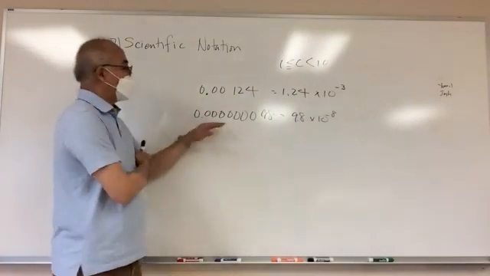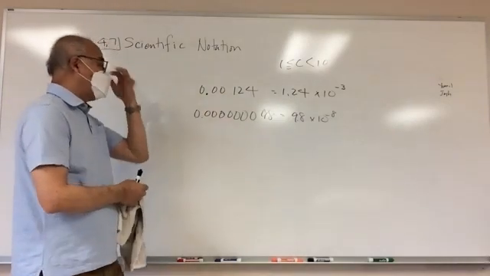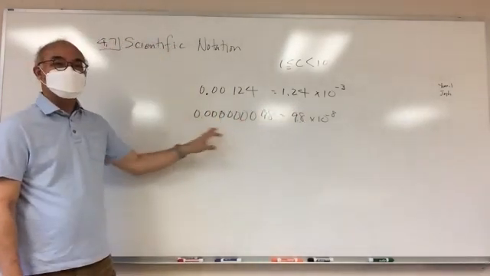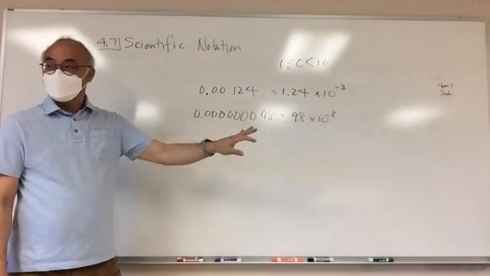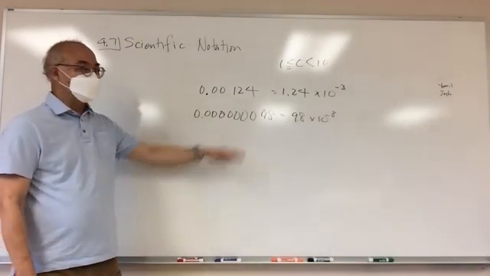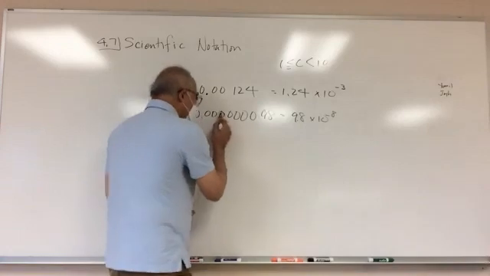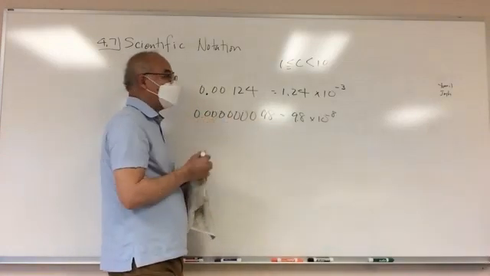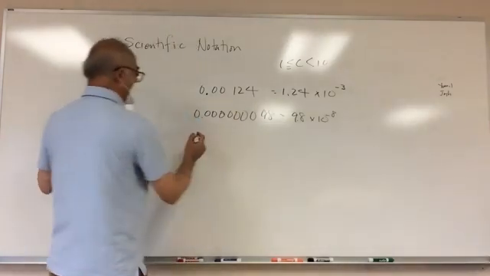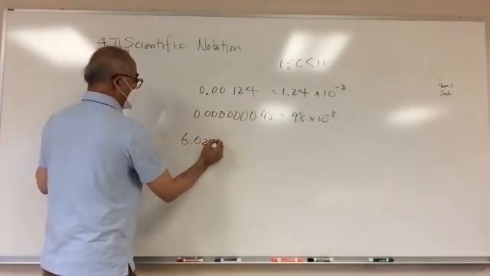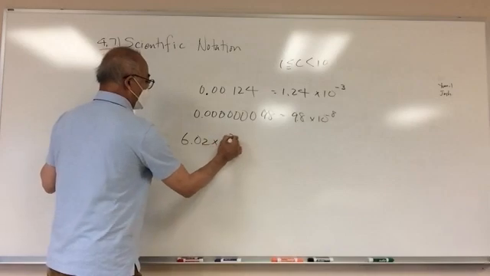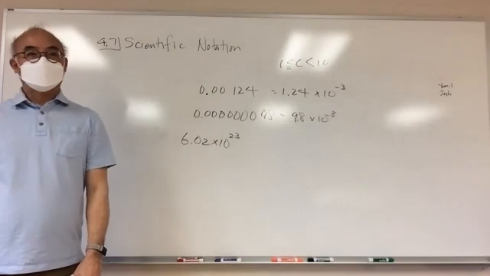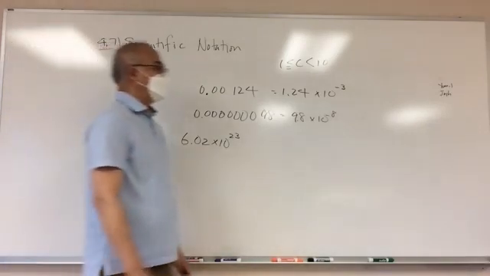Now it also gives you a feeling for why scientists use this, right? If you didn't have this, you would have to sit there and write all these zeros, right? Which is okay until you come to a number like this. Has anybody seen this number before? Nope. Nope. Okay.